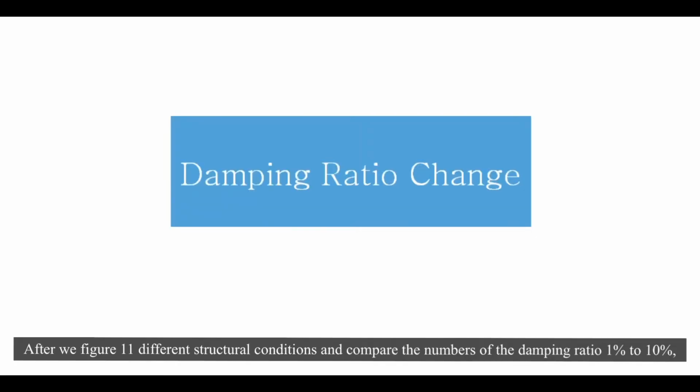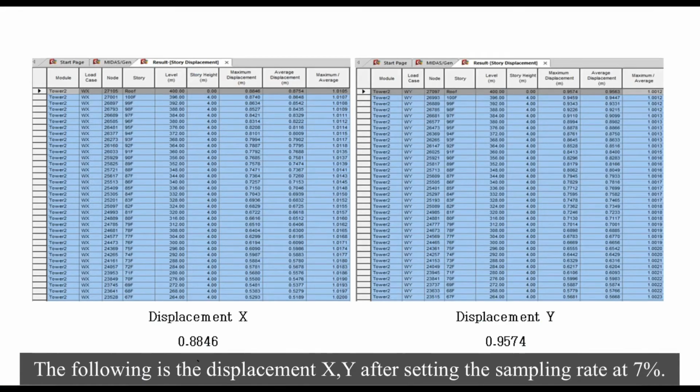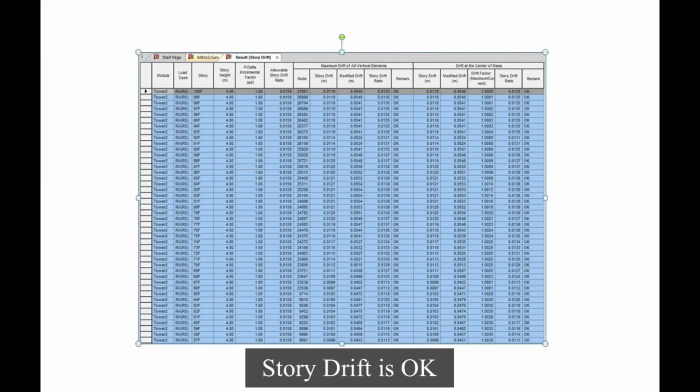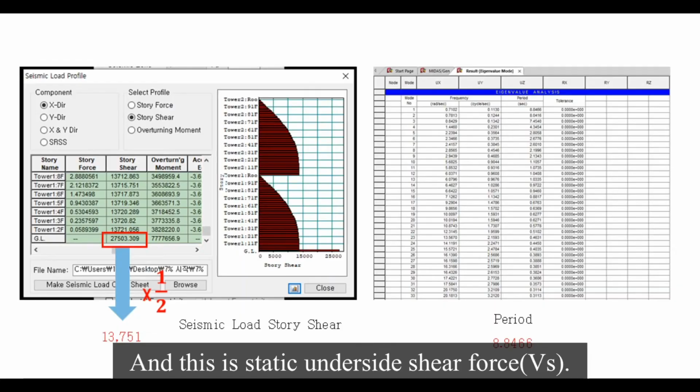After we figure 11 different structural conditions and compare the numbers of the damping ratio 1% to 10%, we decided to have a damping ratio of 7%. And for structural system, add 2 outrigger and 2 belt truss. The following is the displacement XY after setting the damping ratio at 7%. Story drift is okay. This is the dynamic underside shear force. And this is static underside shear force.